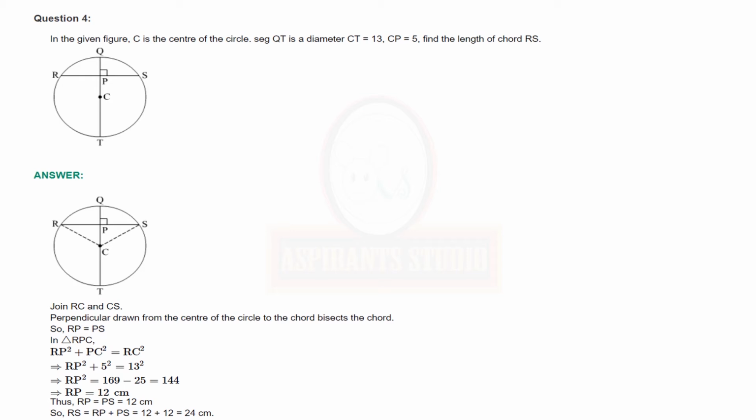Now we have to find the length of chord RS. RS is equal to RP plus PS. Since P lies between R and S, RS will be equal to RP plus PS. RP is 12, PS is 12. So 12 plus 12, that is equal to 24 centimeters. So answer, the length of the chord RS is equal to 24 centimeters. Here it is not needed to construct CS also. You can do it with only RC. Construct only RC and you can do the steps.